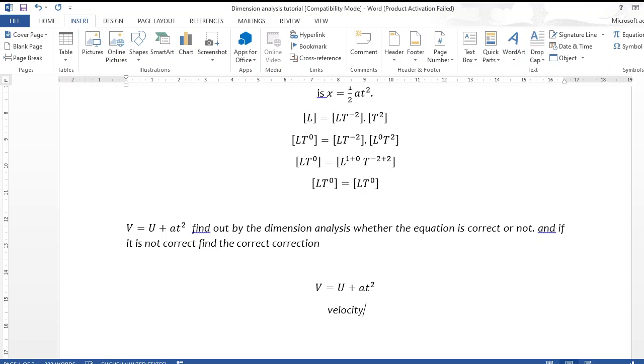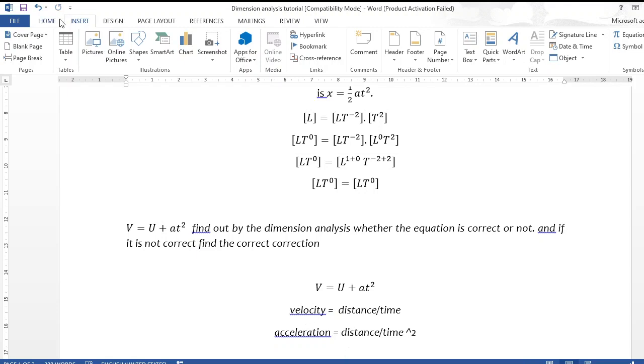If you are looking at velocity, by formula it is given as distance over time. And we already saw acceleration, that acceleration is given as velocity divided by time, which is distance over time squared, over time to the power 2. So these are the equations which we know.